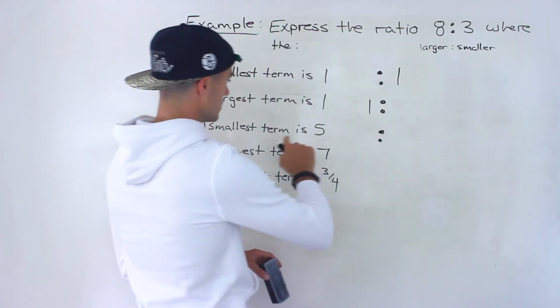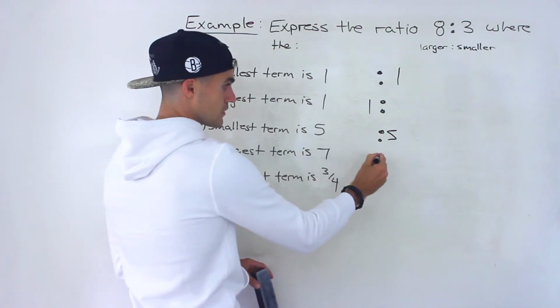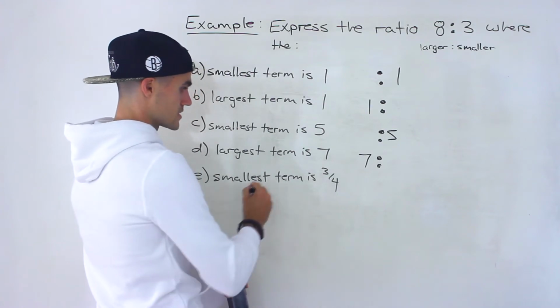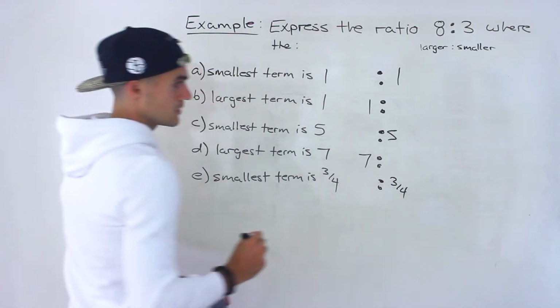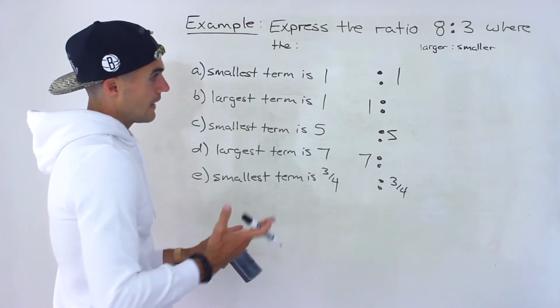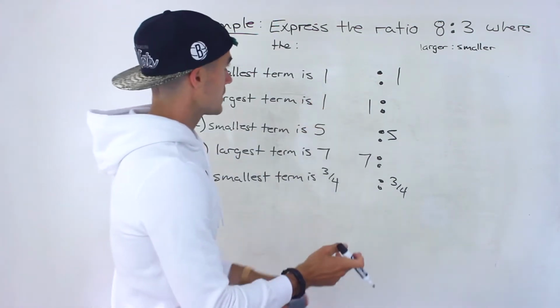So the smaller term is 5, the smaller is on the right side in this case. The larger term is 7, the larger terms are on the left side. Smallest term is 3/4, so that's going to be over here. So we could actually set up the ratios beforehand, and then solving for the term that is missing is pretty easy.